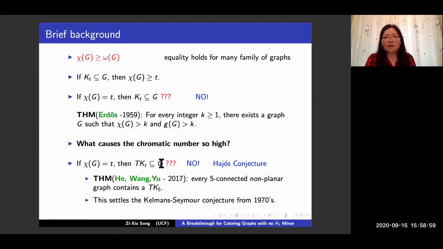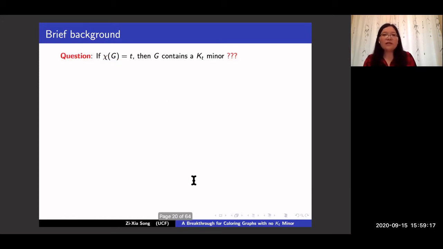So I wanted to say Hadwiger's conjecture is false for any t at least 7, but true for t at most 4. It remains open for 5 and 6. Xinxin and his students did a lot of work on the next open case, t equals 5. And so we were wondering here if the Kt minor here was the troublemaker.